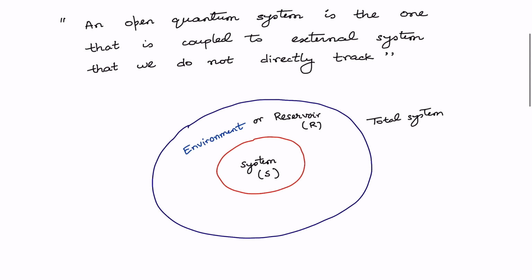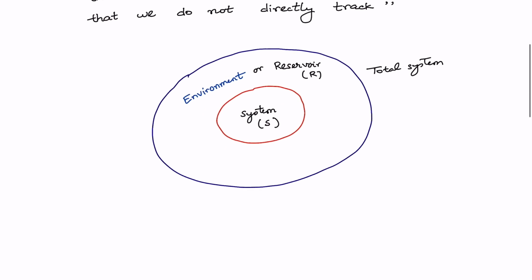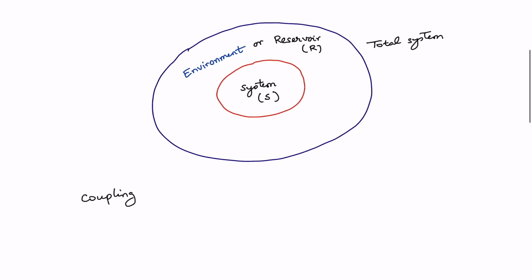And we are going to assume that the system and the reservoir are interacting very weakly, or the coupling between the system and the reservoir is weak. So this is one major approximation that we are going to use to derive an equation for the system evolution. I will come to that later. So the first assumption that we are going to make is that the coupling between the system S and reservoir R is weak.